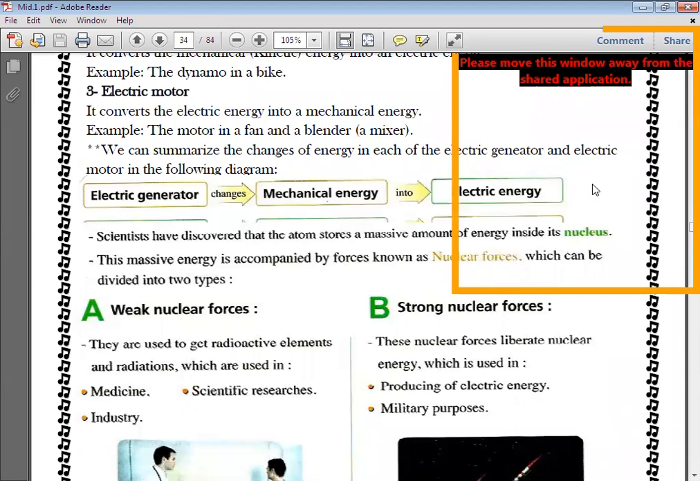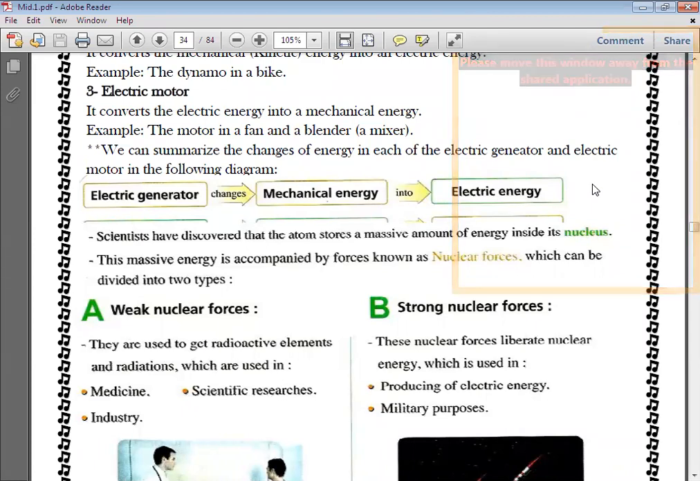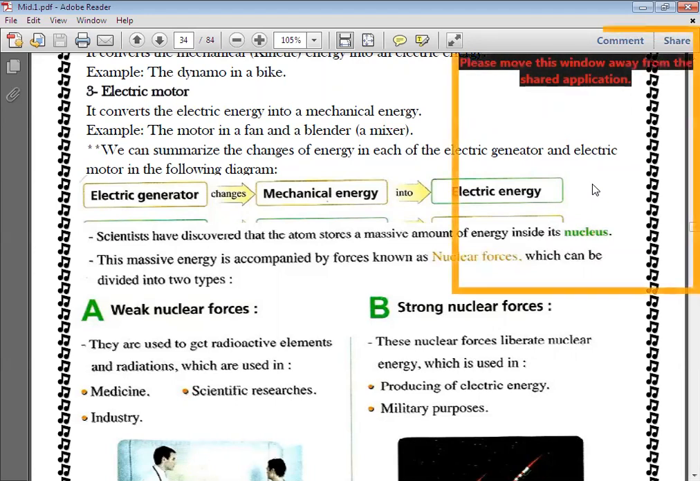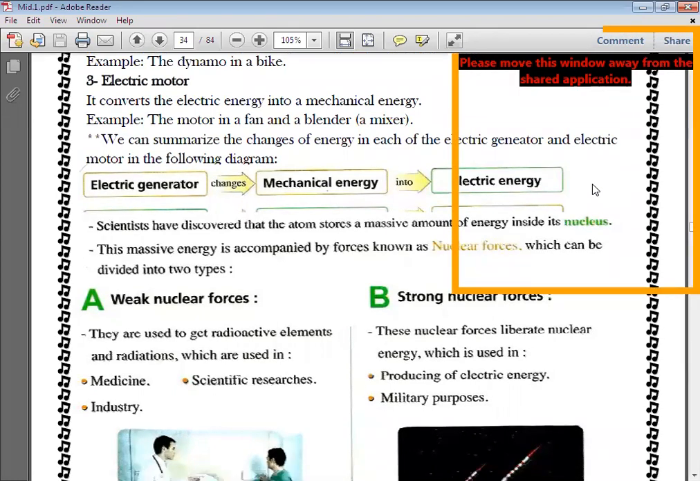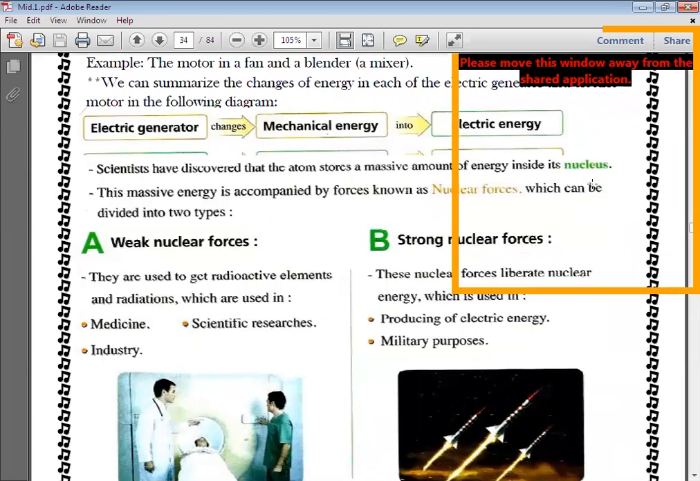But the strong nuclear force generates a large amount of nuclear energy. This nuclear energy can be used in producing electric energy and in military purposes. So the strong nuclear force generates a large amount of nuclear energy that is used in producing electricity and military purposes.